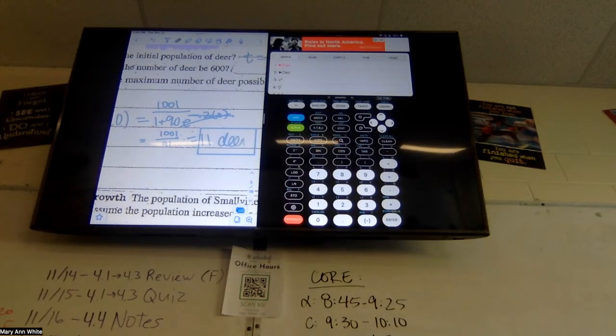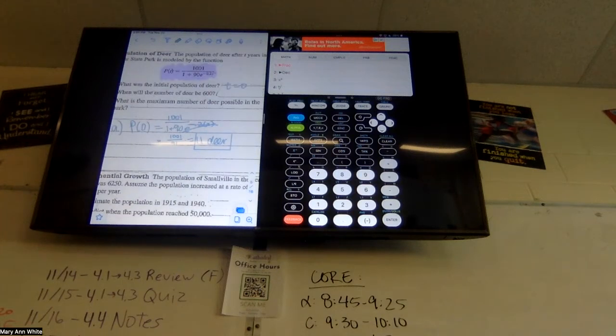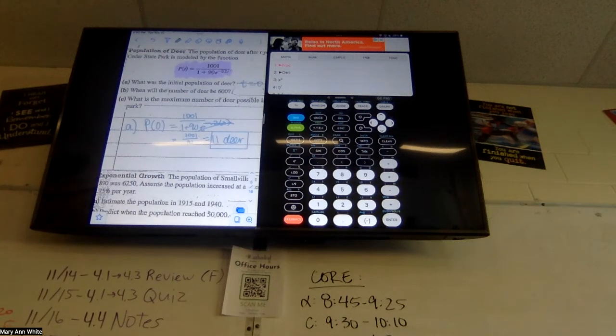Rewrite deer to make it look good. There we go. All right, initial population is when t is 0, when time is 0. All right, letter B says, when will the number of deer be 600?